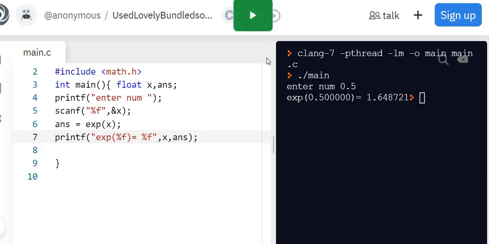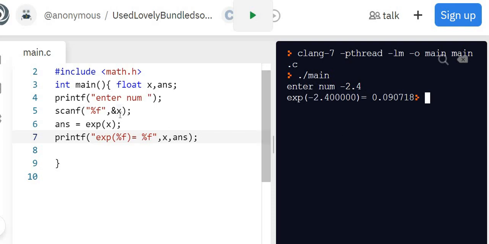You can give a negative value also. Suppose you want minus 2.4. So e raised to minus 2.4 is this value. Do you understand this? So you can give any value of x, positive, negative, integer, floating, and e raised to that value we are getting here. Okay.